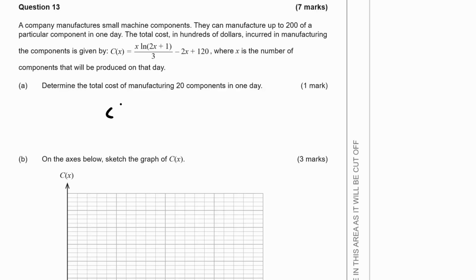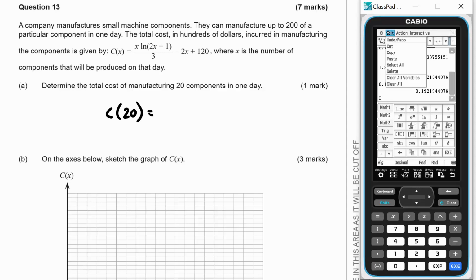Well, that's just going to be C of 20. So that would be 20 times the natural log of 40 plus 1 over 3. Take away 40, add 120. That's $104.76.